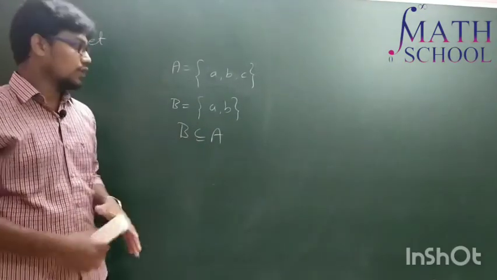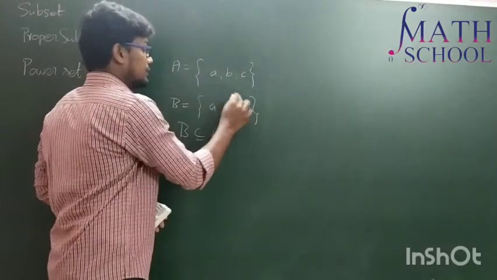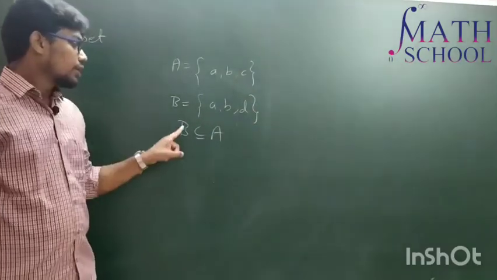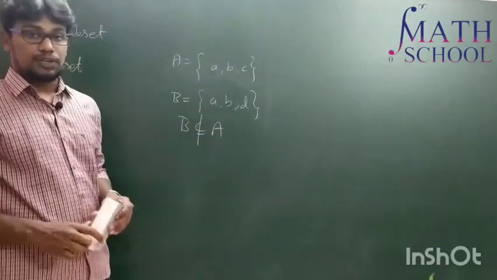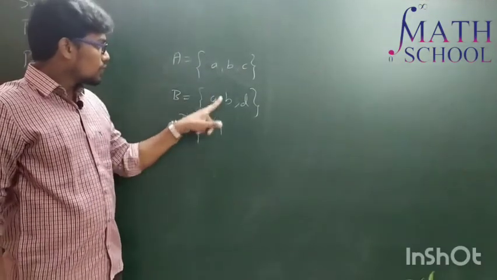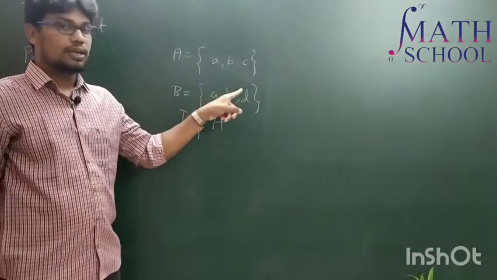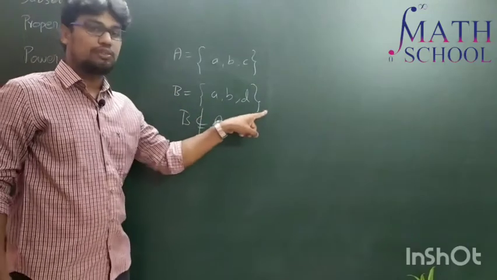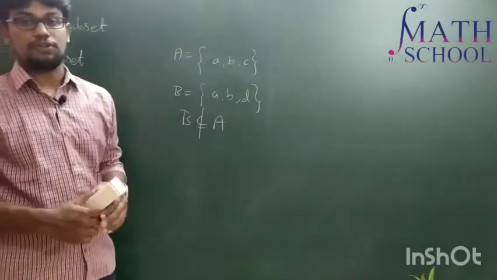Then we can say B is a subset of A. Suppose here is D, one more element. In this case, B is not a subset of A because A belongs to A, this B belongs to A, but this D doesn't belong to A. So not all the elements of B belong to A, so here we cannot say B is a subset of A.